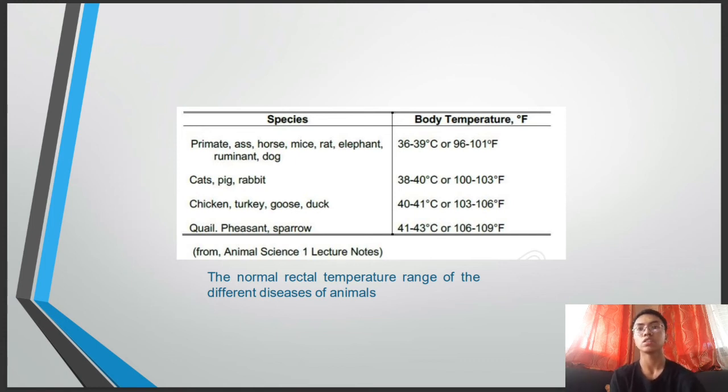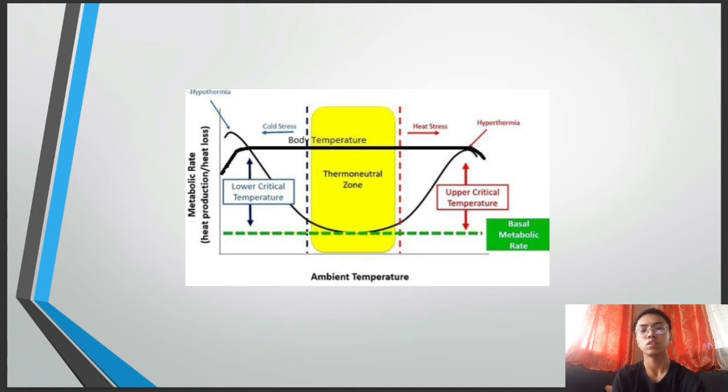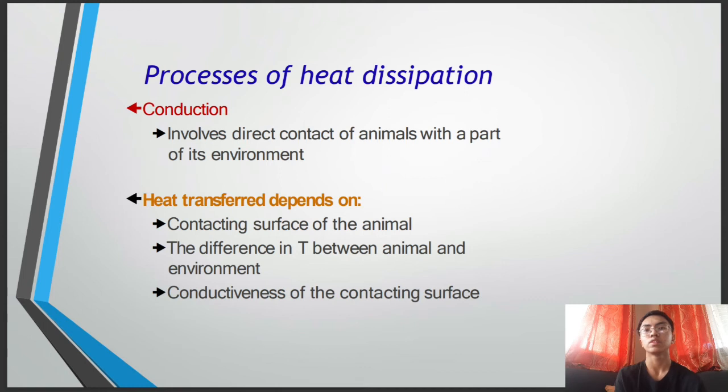So next is the metabolic rate and ambient temperature. The ambient temperature affects metabolic rate. As temperature increases, the rate of metabolism increases and then rapidly declines at higher temperature. So the next slide is the process of heat dissipation. Conduction. Conduction involves direct contact of animals with a part of its environment. So conduction is the process by which heat energy is transmitted through collisions between neighboring atoms or molecules.